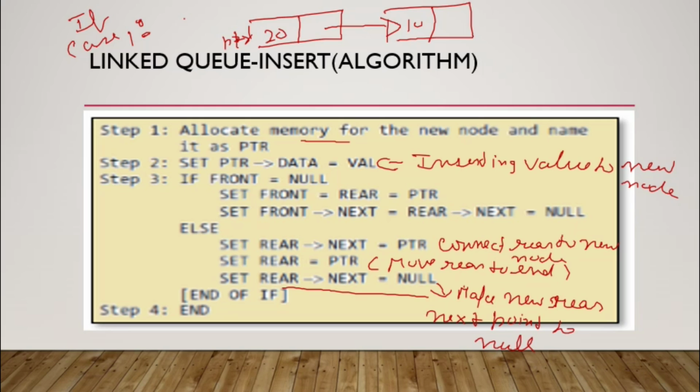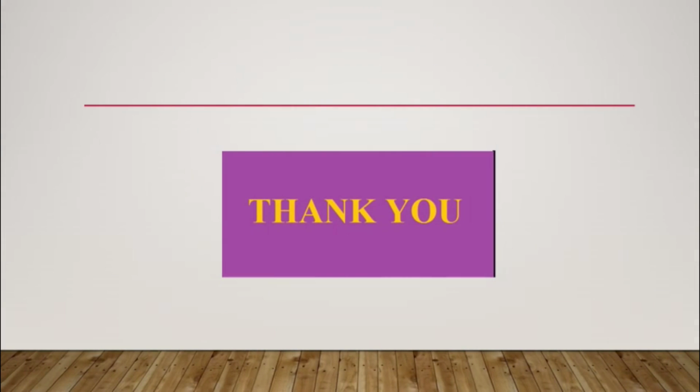Okay, so that is how it works. Front is equal to rear is equal to pointer. So this is our pointer, remember. Then set front of next and rear of next is equal to null. Okay, yes. So that is how it works. That is about the linked queue insertions, and also the deletions.